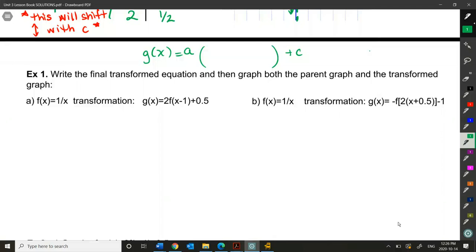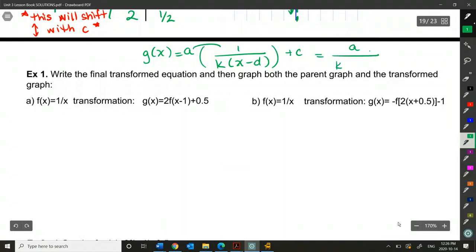Tia, what do you think? Yeah, basically. So 1 over kx minus d, actually. But yes, k and d go where x is. In this case, x is in the bottom, so k and d are going to go into the bottom. And if this a is a multiple outside, I can simplify this to a over kx minus d plus c. That's what this is going to look like once we implement those a, k, d, and c changes if our parent function is 1 over x.